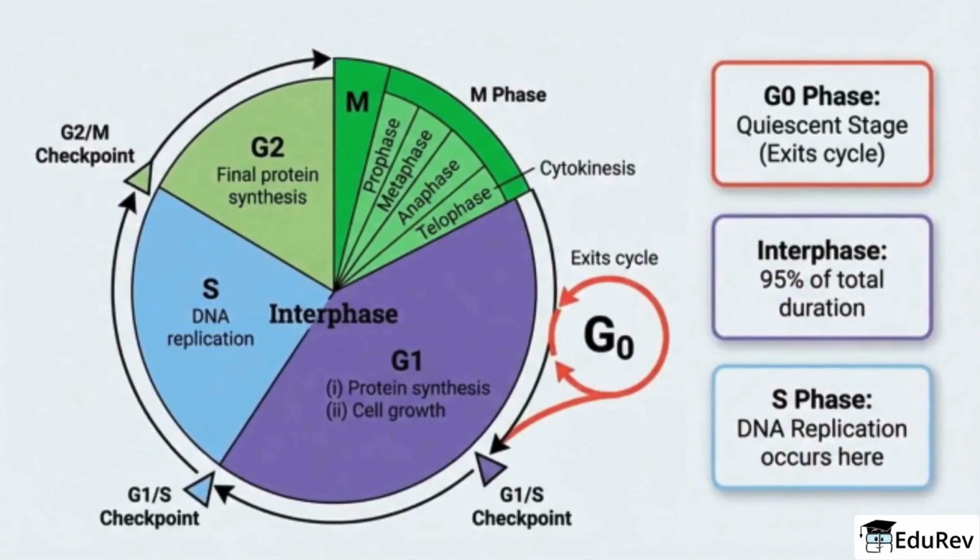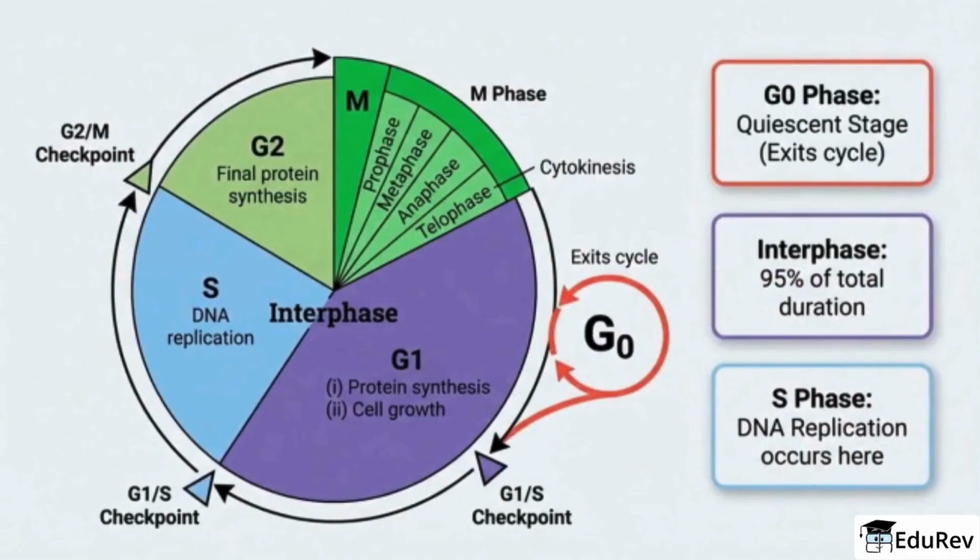The cycle is divided into interphase and M phase. Interphase, which takes up about 95% of the time, includes G1, S, and G2. In G1, the cell grows and prepares. In S phase, the DNA is precisely replicated. And in G2, the cell readies the mitotic machinery. Cells can also exit into a quiescent G0 state where they stop cycling.